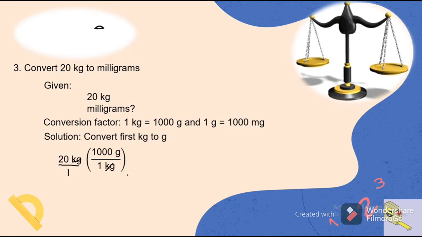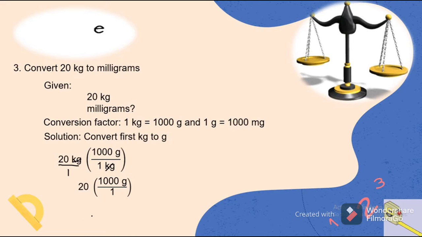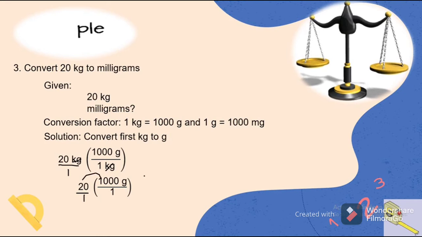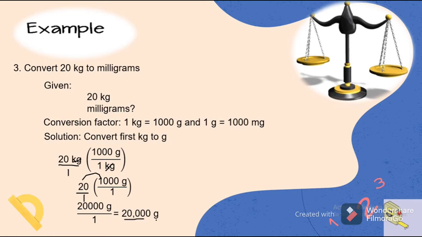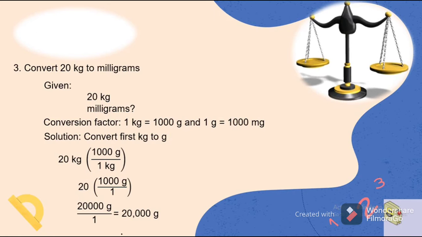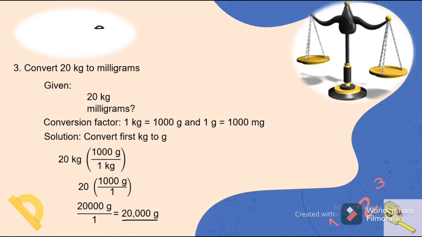So we have 20 over 1 times 1,000 grams over 1. Then simplify. 20 times 1,000 grams is equal to 20,000 grams over 1, or 20,000 grams. Since 20 kilograms is equivalent to 20,000 grams, we will use this as our given to convert grams to milligrams.